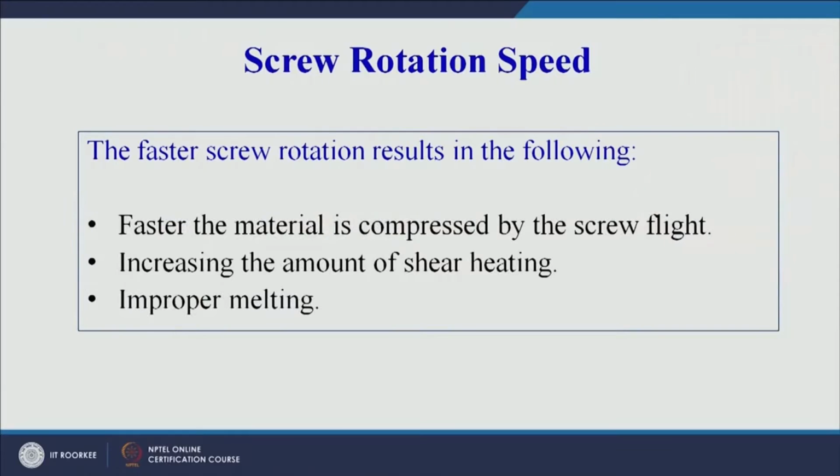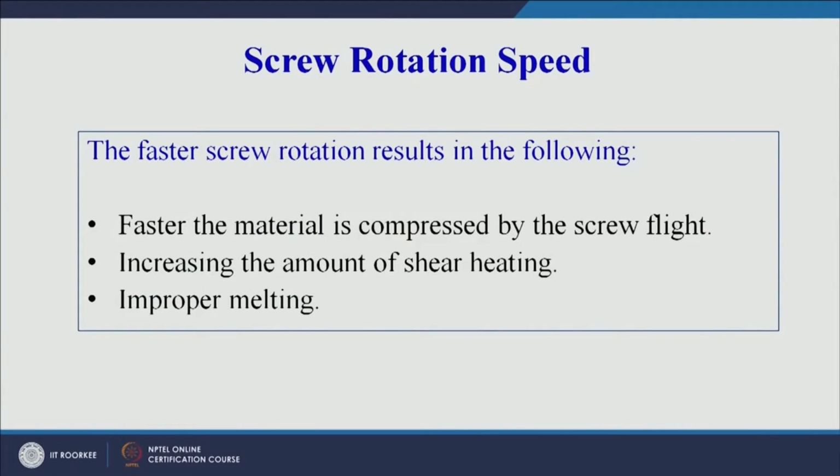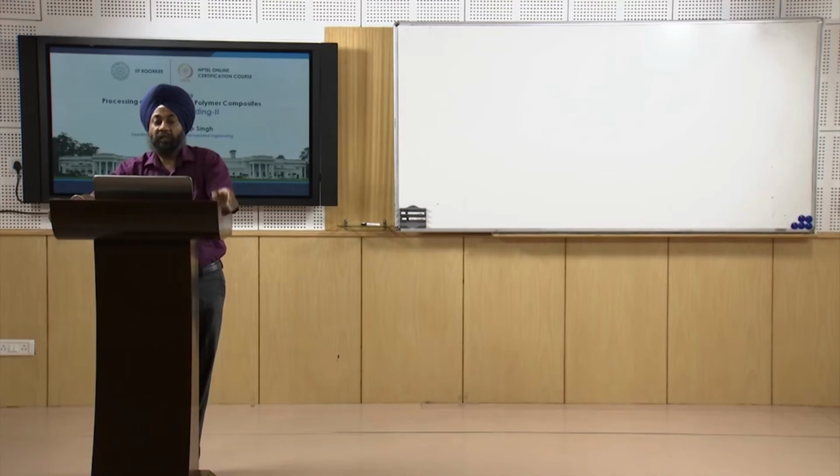The faster screw rotation results in the following. If it is too fast, the material is compressed by the screw flight, so the compaction or compression of the material is more, the amount of shear heating is more, and sometimes may lead to improper melting. Shear heating may be there, but uniform melting may not be there if the screw is rotating at a very fast speed or a very high RPM value. So we need to check, and we need to optimally select the RPM of the screw rotation speed.